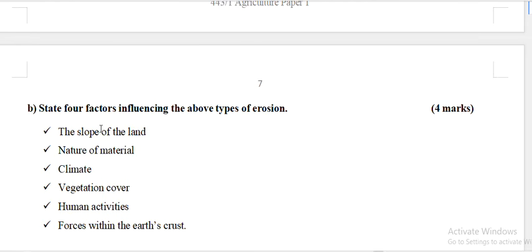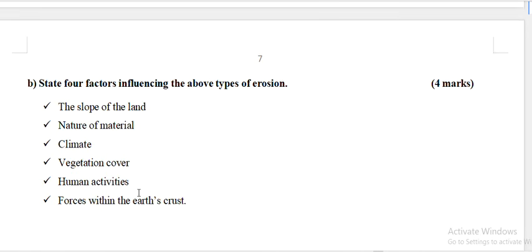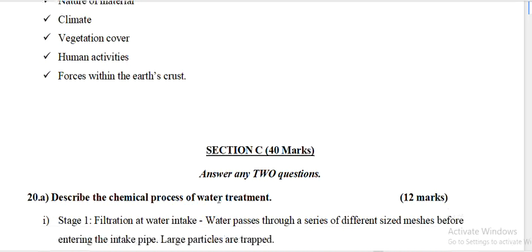Number 1, you have slope of the land. The steeper the slope, the more the erosion. Nature of material, then you can have climate based on intensity of rainfall, and vegetation cover. Vegetation cover will hold the soil particles together, hence reducing soil erosion. Human activities, like mining, will lead to more erosion of that type. Then forces within the earth crust, when you have more forces, it means more solifluction.